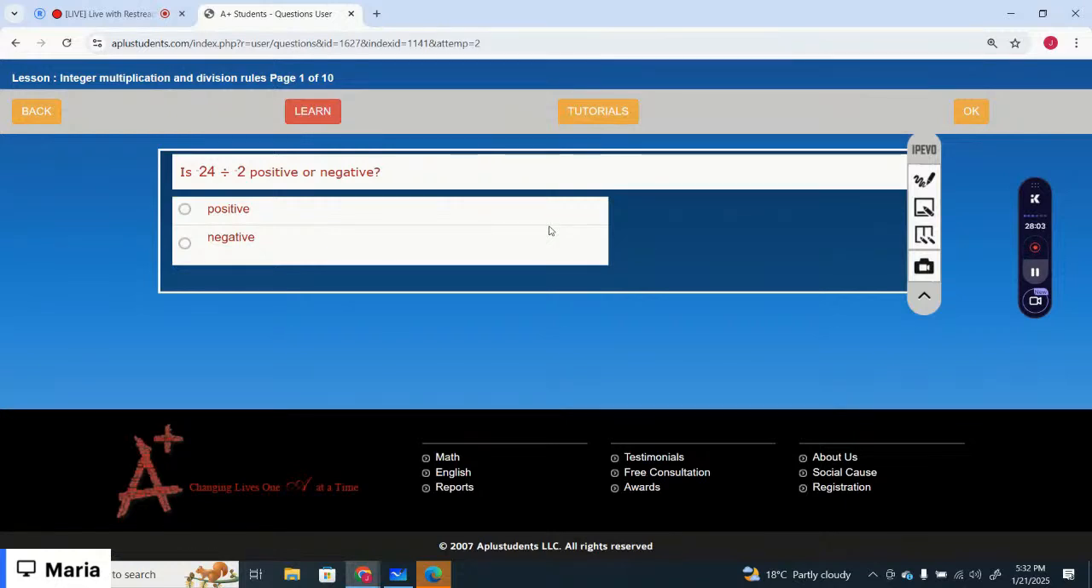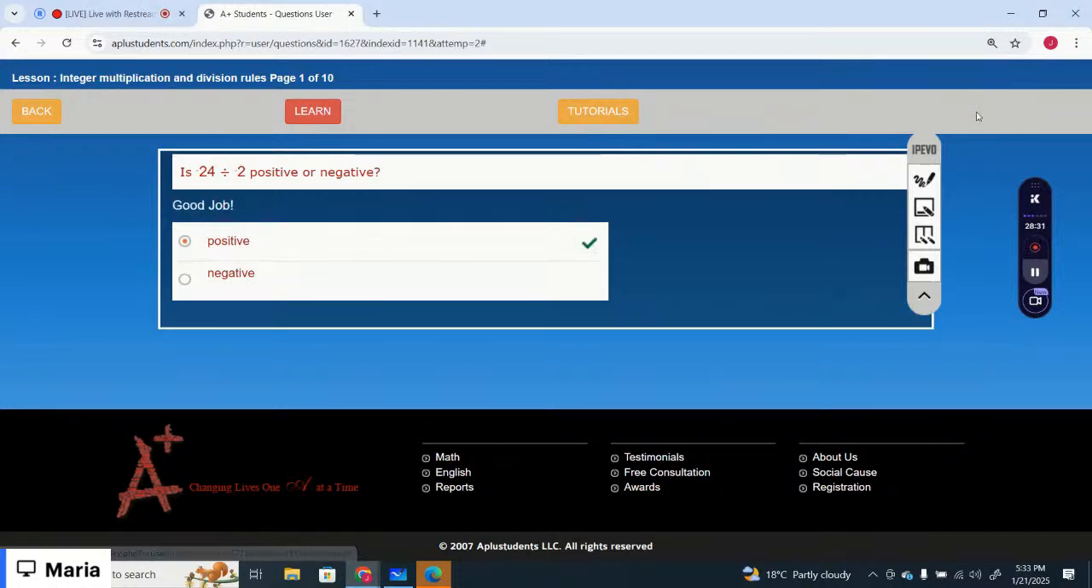Is negative 24 divided by negative 2 positive or negative? So both the numbers have the same sign. So that means the answer is positive. Both the numbers have the same sign, so the answer must be positive.